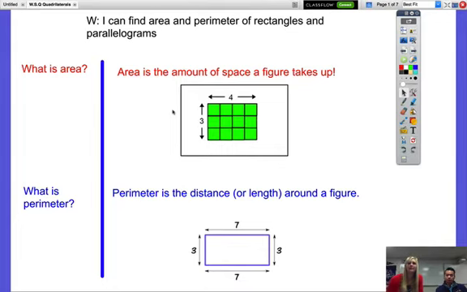Area is the amount of space a figure takes up. So you're filling the shape, it's the inside or the green part that is filling in this rectangle right here.